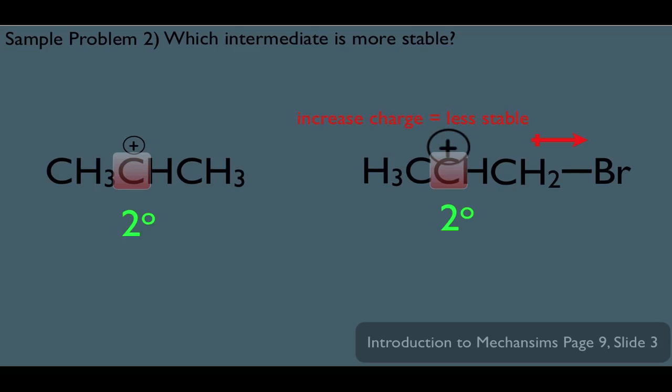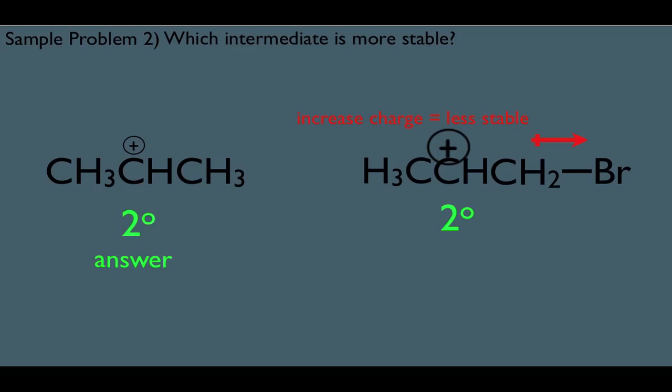Remember, neutrality is stability. Being charged makes you unstable. Anything that increases your charge makes you less stable. So therefore, the answer to this question is this. This is the intermediate that's more stable. So careful, it's good to know the general trend of carbocation stability, but you might have to use other principles to get to an answer.